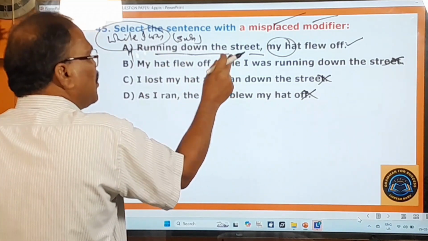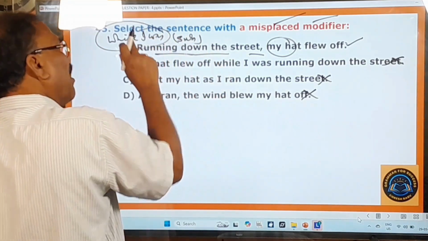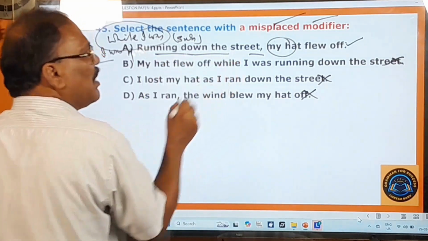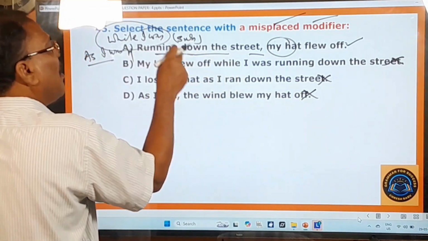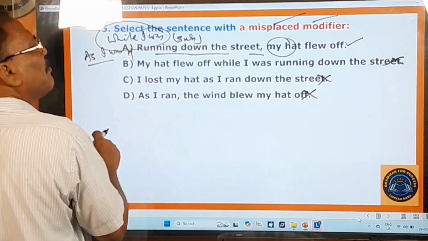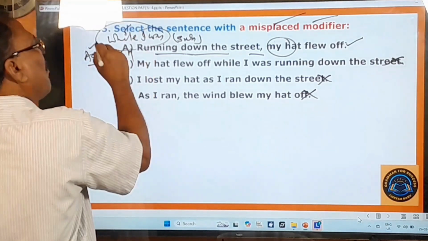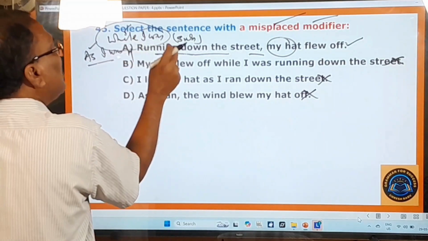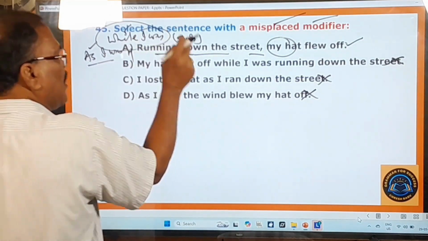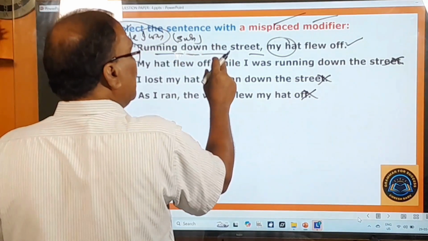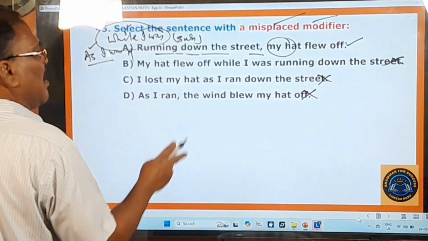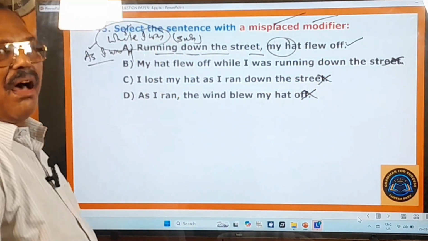నేను ఆ స్ట్రీట్ కు డౌన్ లో పరిగెడుతూ ఉండగా అలా చెప్పొచ్చు. "As I was" అలా కూడా చెప్పొచ్చు. As I was running down the street, నేను స్ట్రీట్ కు డౌన్ లో పరిగెడుతున్నప్పుడు, my hat flew off. So these words are missing in this sentence, and therefore this sentence is only a sentence with a misplaced modifier, and therefore this is only your answer. All others are not the correct answer, right?